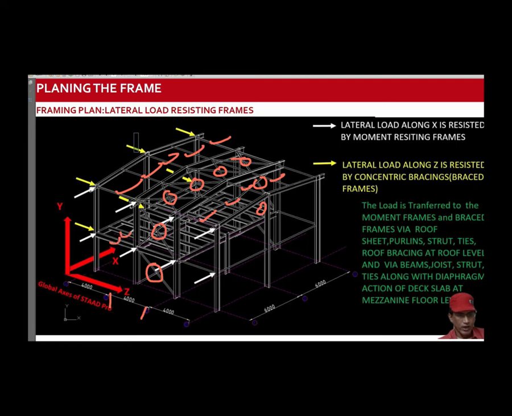These beams and joists. This flexible diaphragm, a roof sheet usually, provides a flexible kind of diaphragm, and will transfer the lateral load through the moment resisting frame along x direction, and these beams and the semi-rigid diaphragm.